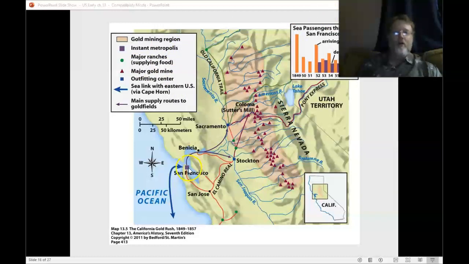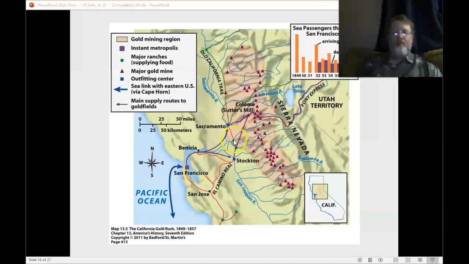Why San Francisco? All those 80,000 people that came, most of them either came through San Francisco, or they ended up in San Francisco at some point or another. Even if they came from the east, the only real major city was San Francisco. And so most of them ended up making it to San Francisco or the coast at some point. So yeah, San Francisco became a center.